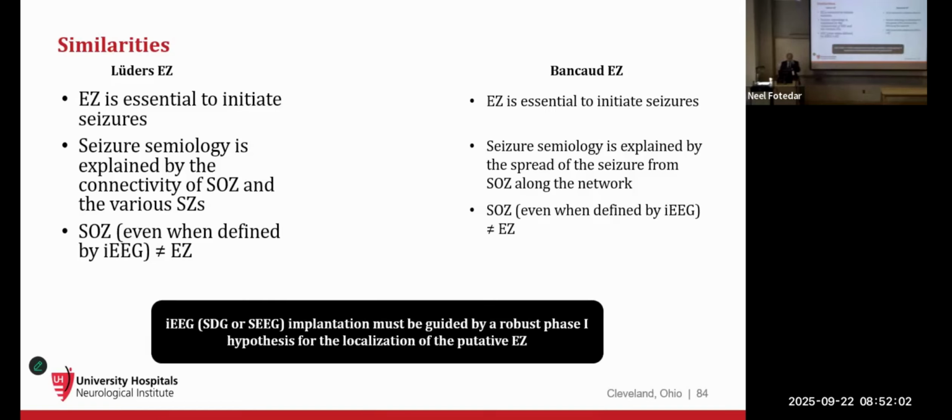However, the most important message for fellows and residents or students is that intracranial EEG implantation, whether you implant grid or SEEG or both, must be guided by a robust phase one hypothesis. Never implant a patient without a phase one hypothesis, because then you don't know what you're looking for. As I showed you before, phase two cannot solve the problem of a poorly done phase one. You have to have a good phase one. You may not need a phase two, but you may need it to answer some questions. But if you have a poorly done phase one analysis and you have no idea where the epilepsy is, and then you just implant electrodes, you're not going to solve the problem. You're going to make it worse.